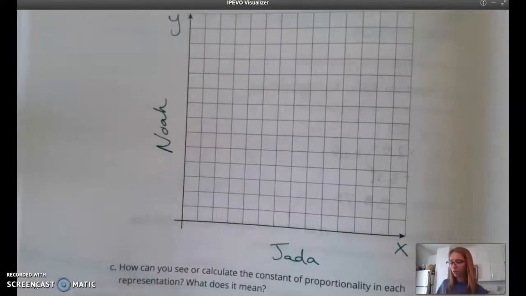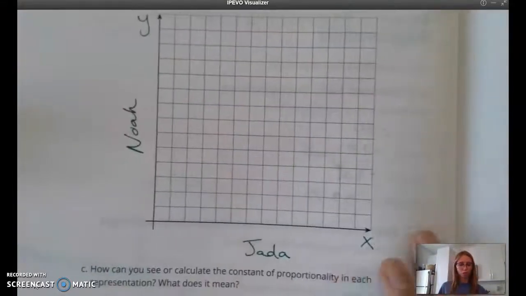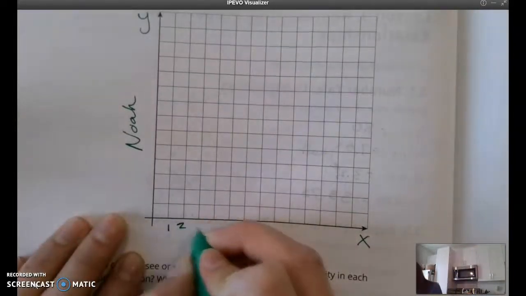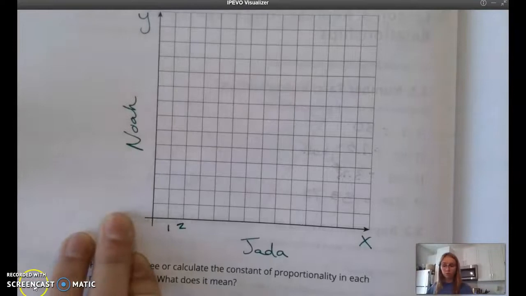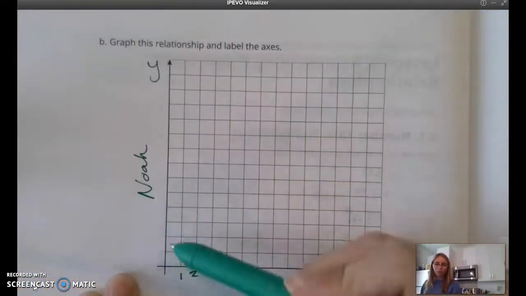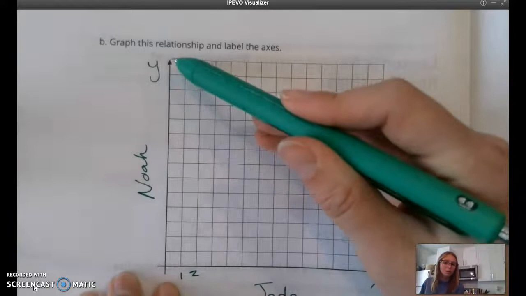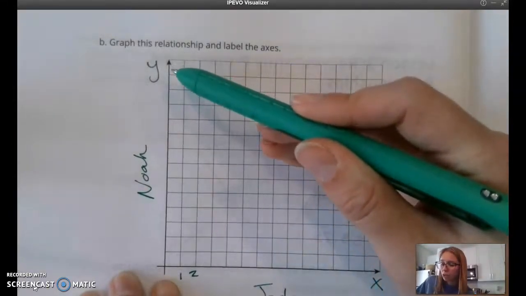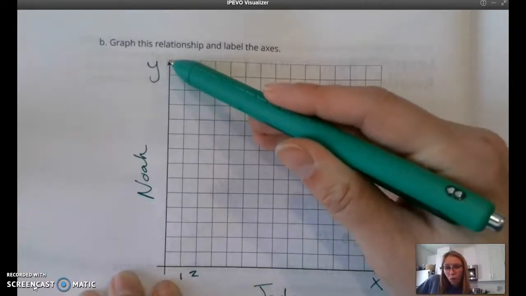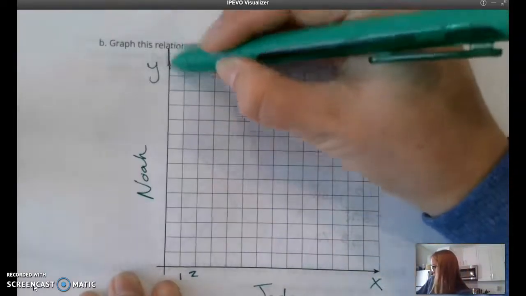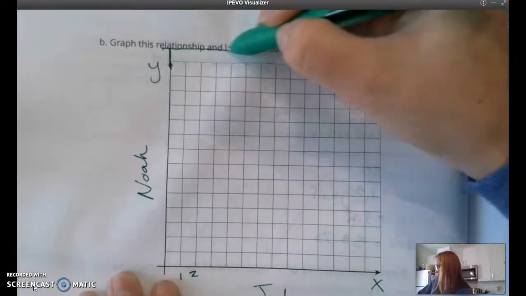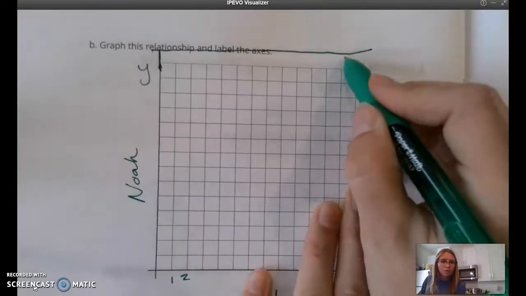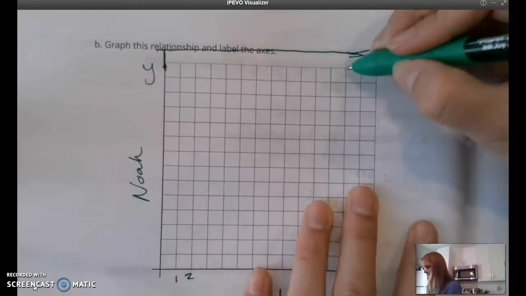Alright, so we know from our table that Jada goes all the way to 12. So we can mark this to go 1, 2, 3, and all the way to 12. And then on our y-axis, it stops at 14, and the furthest amount of steps Noah took is 15. So what we can do in this scenario is just create an extra line here and have all these extend.